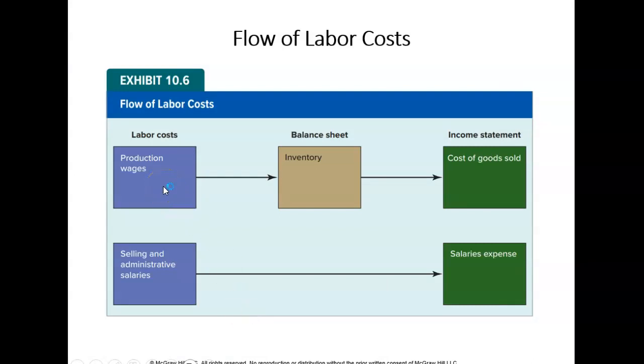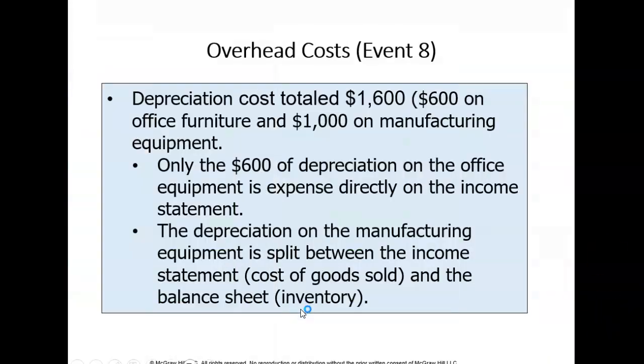So here we see the actual graph. The production wages go into the inventory account on the balance sheet. Once the product is sold, those wages now are part of your cost of goods sold account compared to the selling and admin expenses. Those are going to be expensed right away on the income statement as they take place under an account known as salaries expense. Okay? Depreciation cost total $1,600.